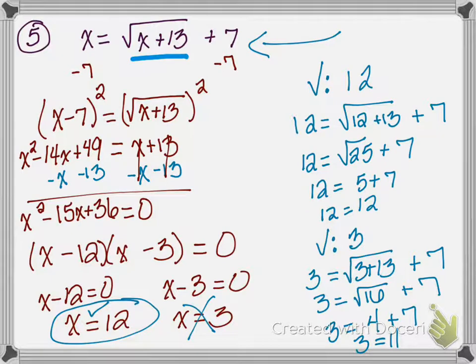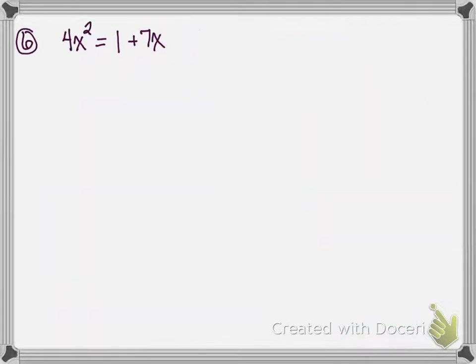Okay, so now let's move on to number 6. So I have 4x squared equals 1 plus 7x. Now, it's a quadratic, and we know it's a quadratic because of the x squared. So anytime that we have an x squared, we've got to set it equal to 0. Before I can make any decisions about anything, I've got to set it equal to 0. So the first thing that I'm going to do is subtract 1 from both sides, and subtract 7x from both sides.